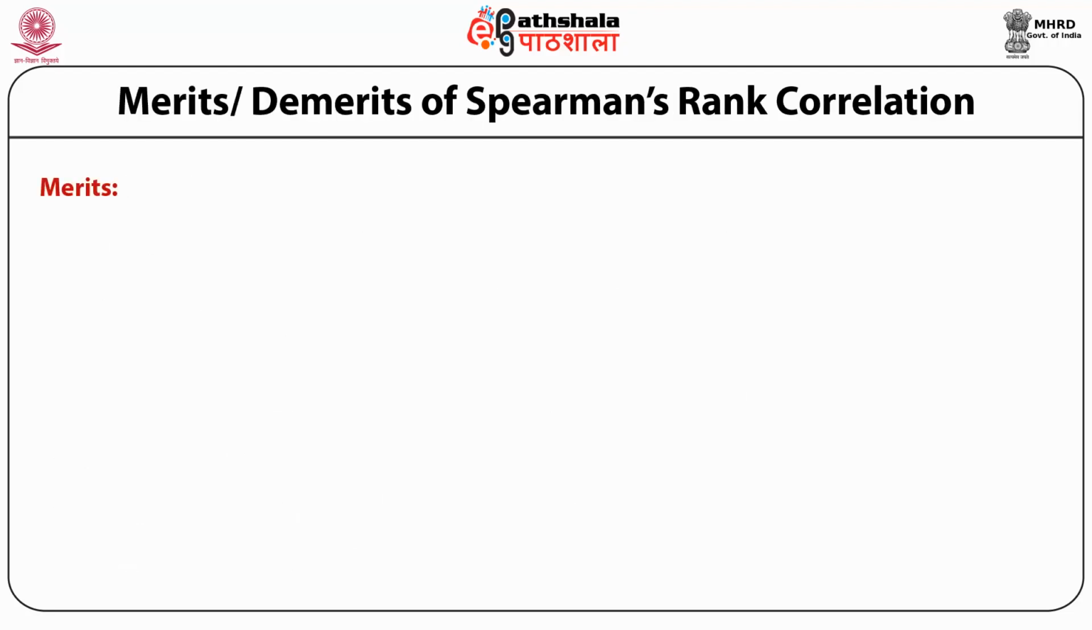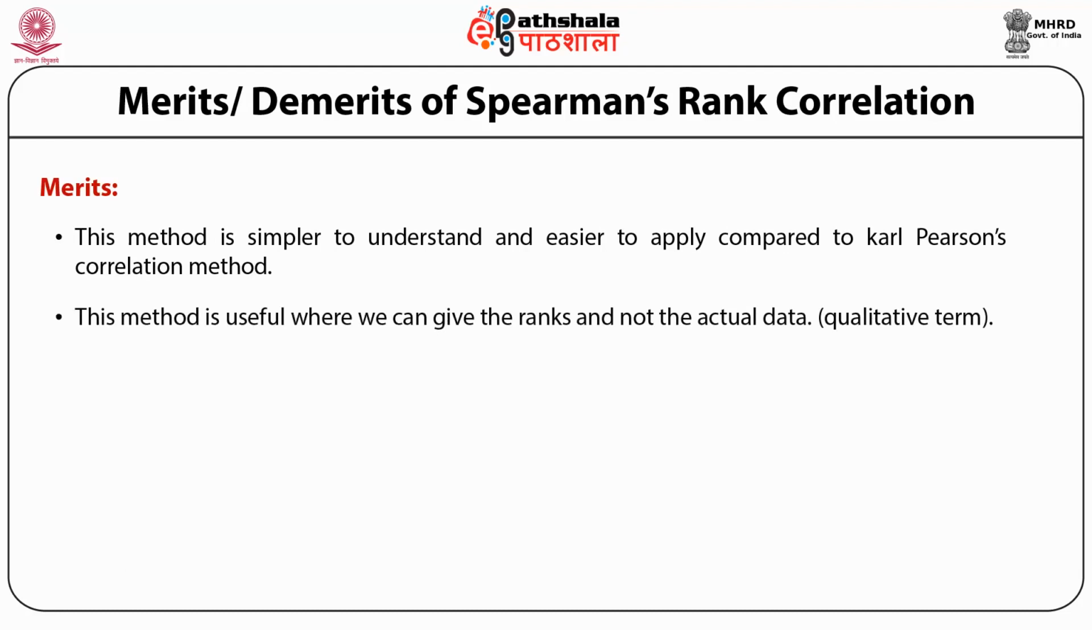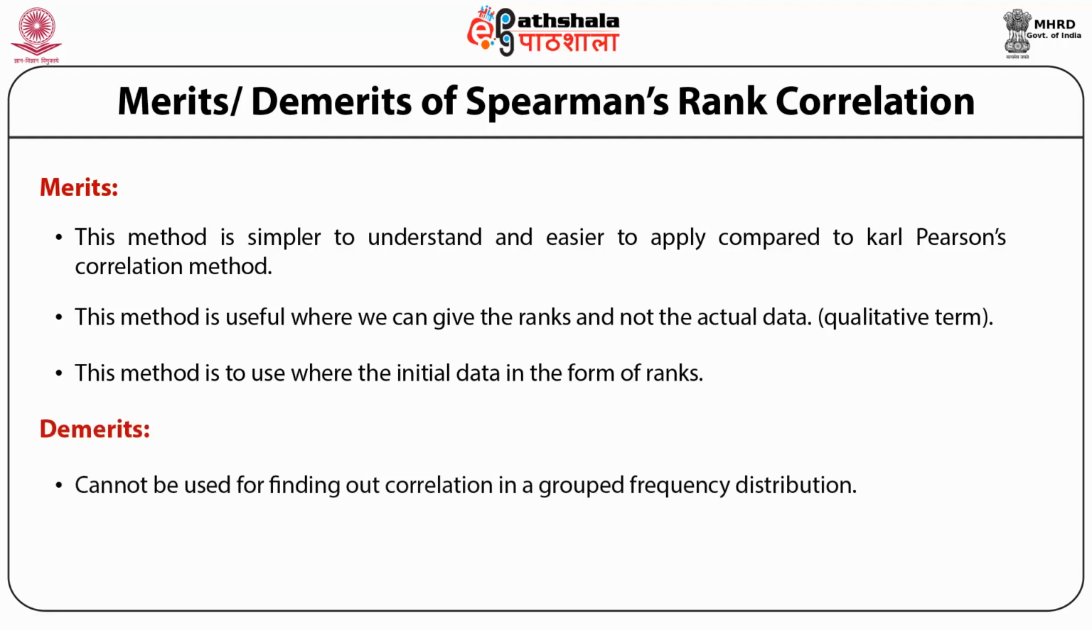Merits of Spearman correlation. This method is very simple to understand and easy to apply compared to the Karl Pearson's correlation method. This method is very useful when we are given the ranks, not the actual values of the data. And this method is to be used where the initial data is in the form of ranks. And disadvantages of Spearman's coefficient of correlation: it cannot be used for finding the correlation in a group frequency distribution. This method should be applied where n does not exceed 30.